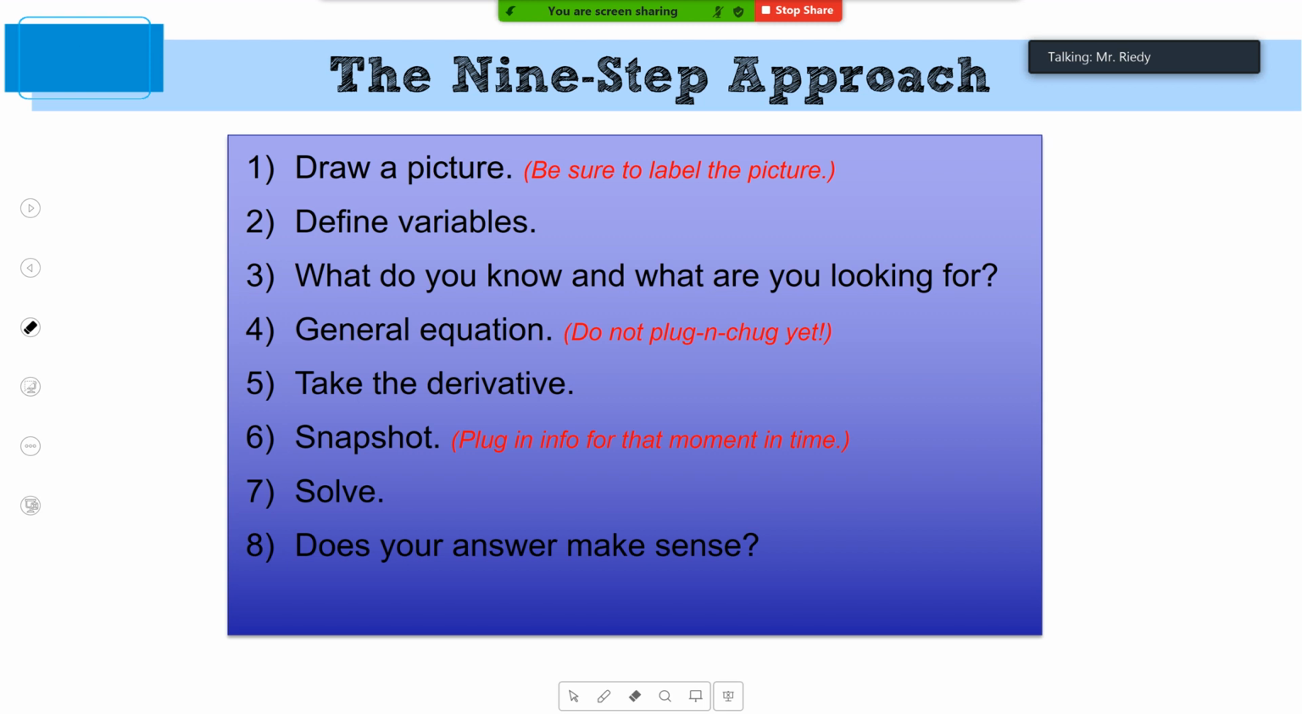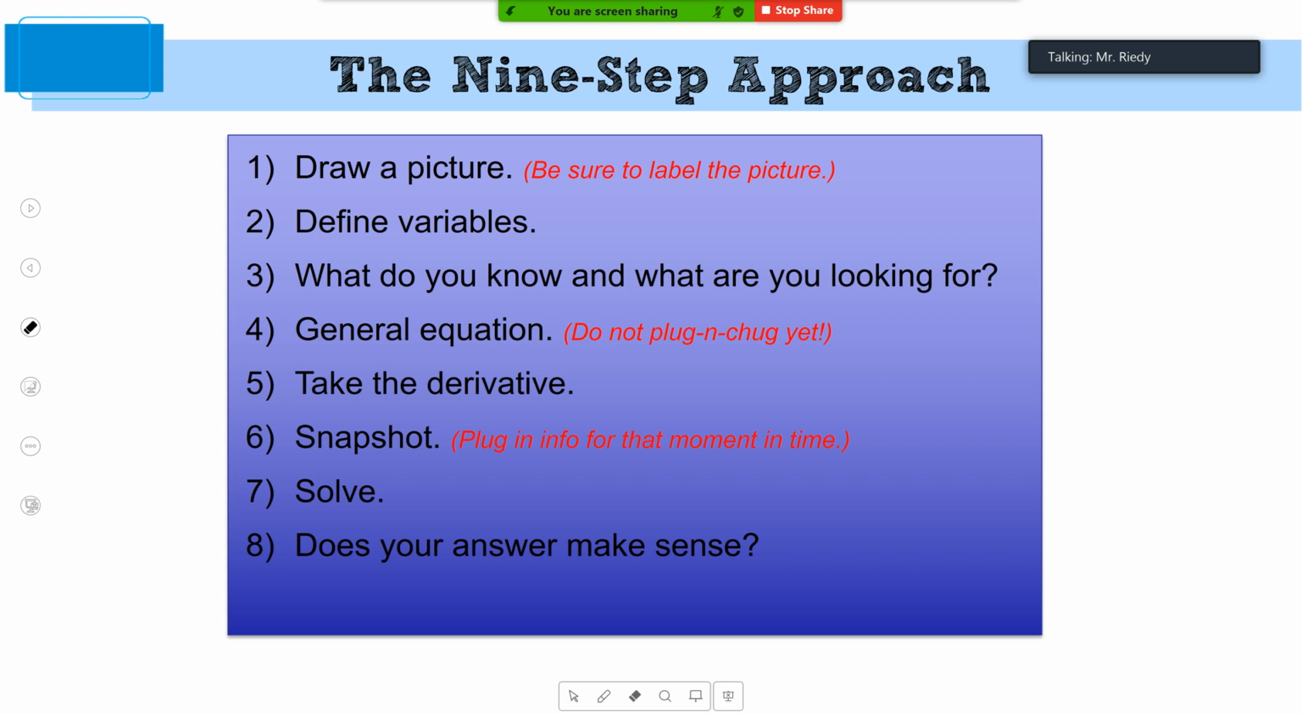Number 8, does your answer make sense? This one's a little tricky. For instance, if you're solving a problem about dropping something out of an airplane, and you get an answer, and let's suppose that answer is something like 4 years, you probably did something wrong. Or you calculate the velocity of a car, and you get something like 1,400 miles per hour. That's probably a little fast. There are going to be other instances where you get done with the problem and you're not going to have any idea whether or not it makes sense. But just stop for a second and ask, is it reasonable?